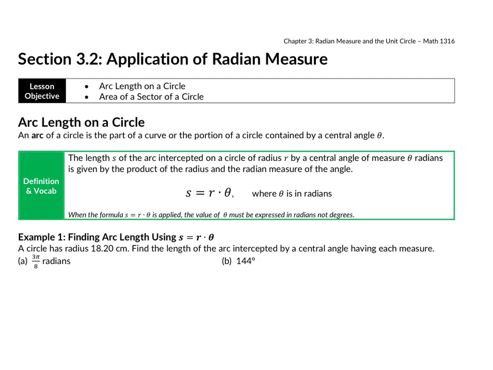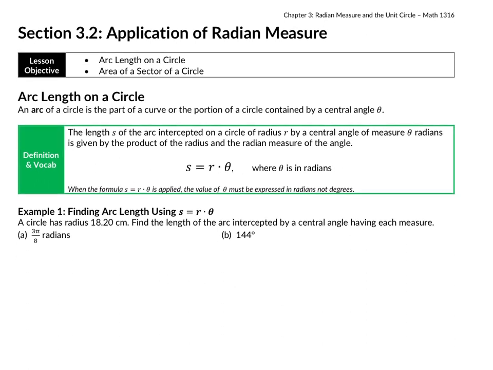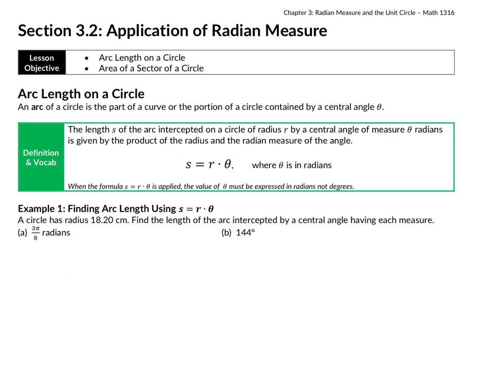So section 3.2 is going to take a few applications of radian measure, and we're going to apply them to questions that have real life application. But the first major application of radian measure is arc length on a circle. So all of these questions are going to be asking you for arc length.